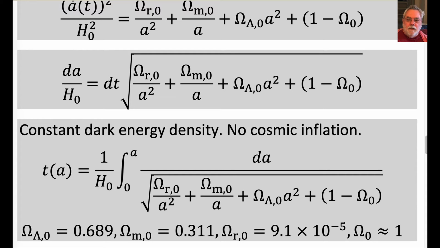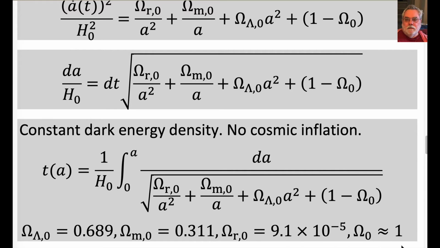This integral can be integrated numerically given the experimentally determined parameters here, which we covered in the main course. The current standard cosmological model dimensionless density parameters are 0.689 for constant dark energy, 0.311 for matter, and 9.1 times 10 to the minus fifth for radiation.